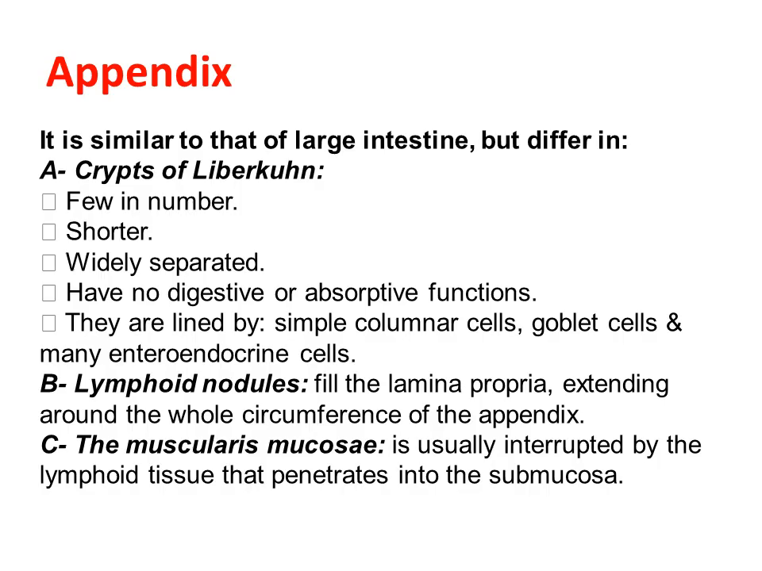The appendix is similar to the large intestine, but it differs in the crypts of Lieberkühn, which are fewer in number, shorter, wide, separated, and have no digestive or absorptive function. They are lined by simple columnar epithelium, and they have numerous goblet cells and many endocrine cells. The lymphoid nodules fill the lamina propria, extending around the whole circumference of the appendix. The muscularis mucosa is usually interrupted by lymphoid tissues that penetrate into the submucosa.